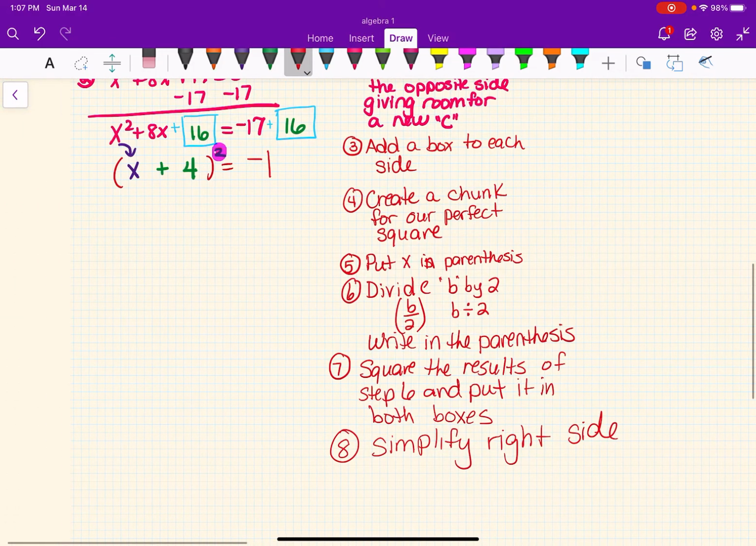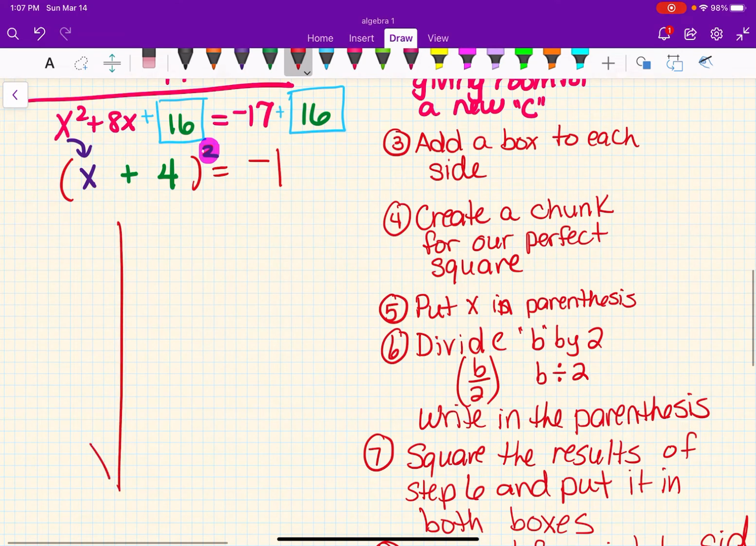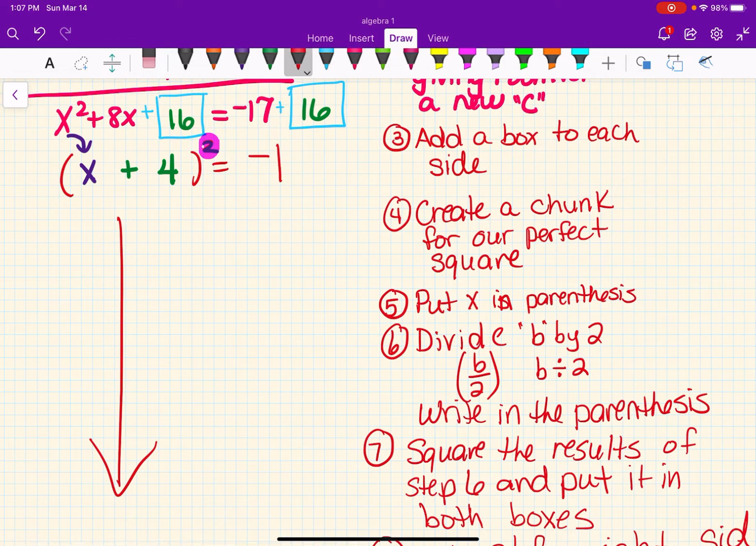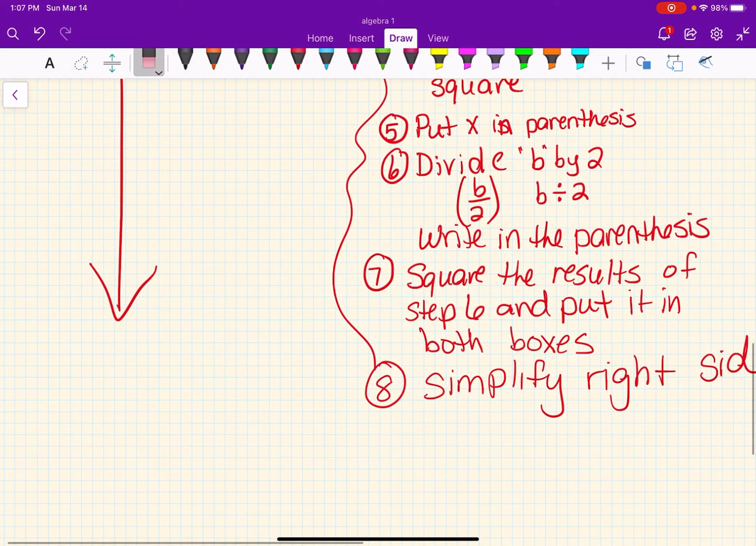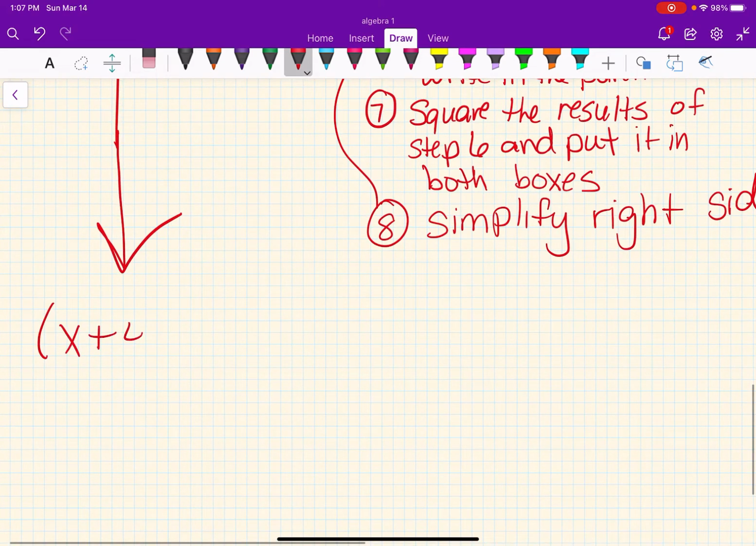And I'm going to show you what happens in this case. Okay, so I'm going to bring this way down so that my steps are right next to it. So we kind of did all of these steps in this arrow. I need to make the arrow longer. Don't worry, I'm going to do more with you. Okay, so we had x plus 4. This is what we ended up with. x plus 4 squared equals negative 1.